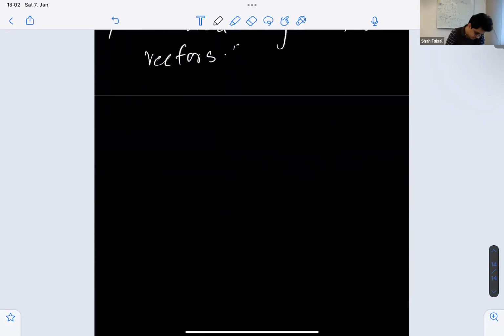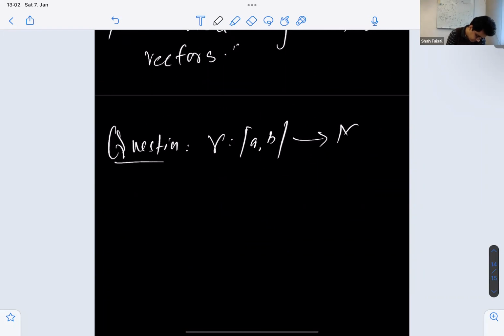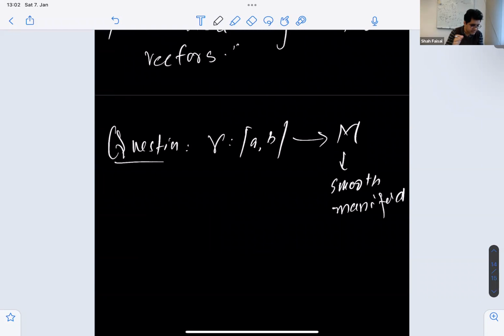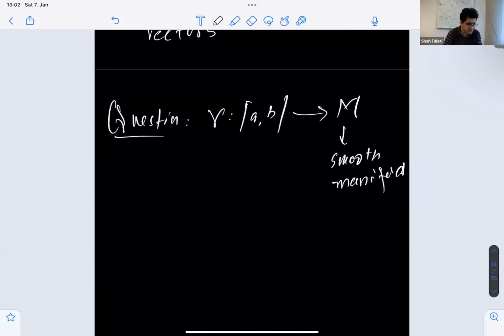Now the question is the following. If I have a path going to some manifold M, so it's a smooth manifold. Now, you know what it means to say that a function from the interval to M is smooth, because you have a differentiable structure on M, and you can define the smoothness of gamma easily. So let's say gamma is a smooth function. So the derivative exists. Now, how can you define the length of gamma?